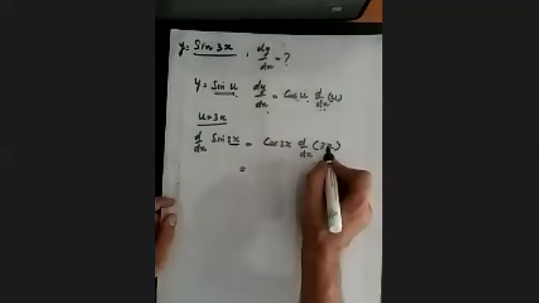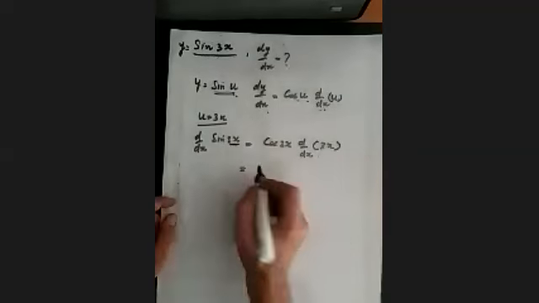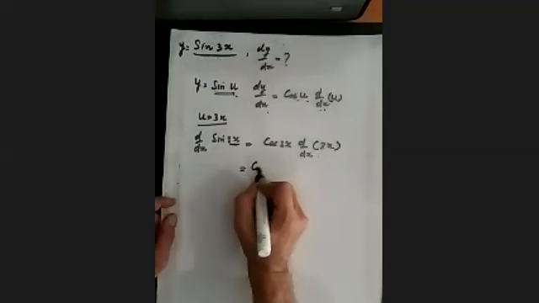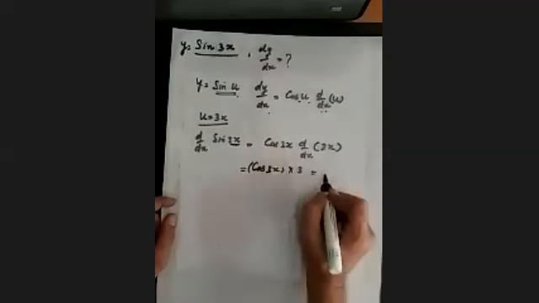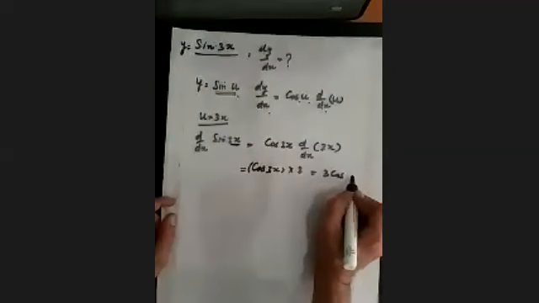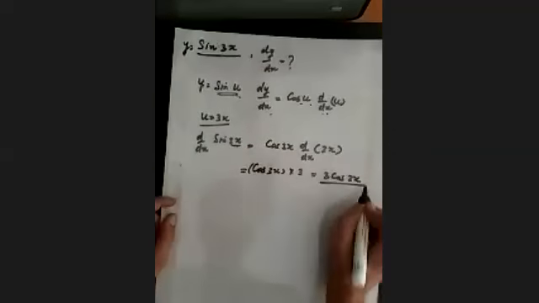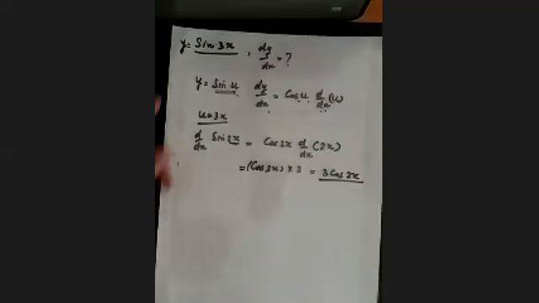And differentiation of 3x is 3, because it is 3 times x. So we'll get cos 3x multiplied by 3, which is equal to 3 cos 3x. So that is the answer. So differentiation of sine 3x is 3 cos 3x.